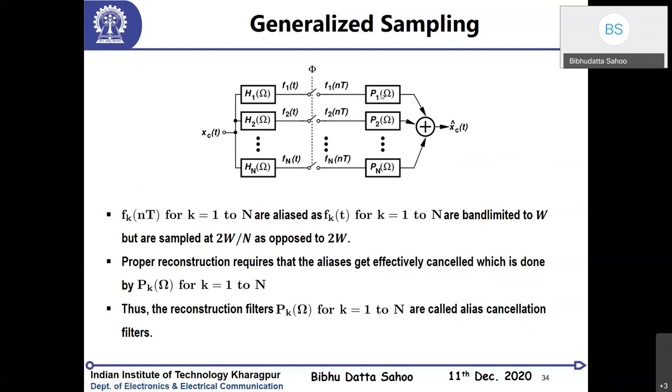If the bandwidth of this signal is W, then it should be sampled at twice W. But this sampling operation is happening at twice W divided by N. That means f1(nT), f2(nT), fN(nT) are heavily aliased. Now, if I want to recover those aliased signals, then I have to pass them through reconstruction filters. These reconstruction filters are called alias cancellation filters.